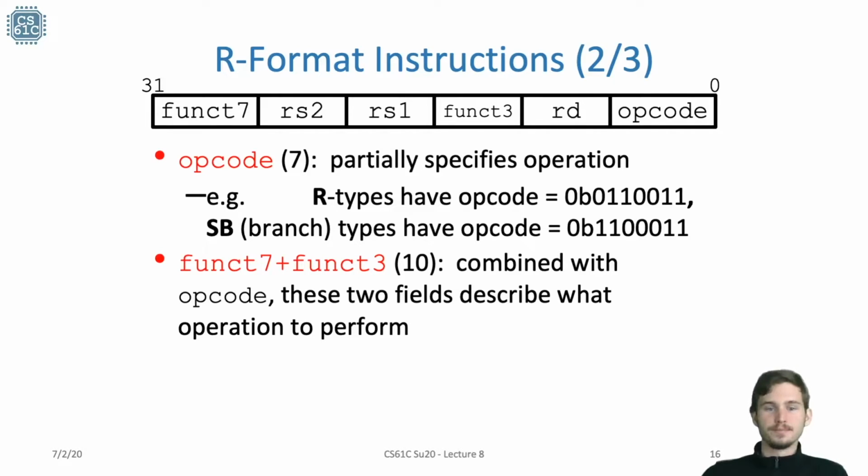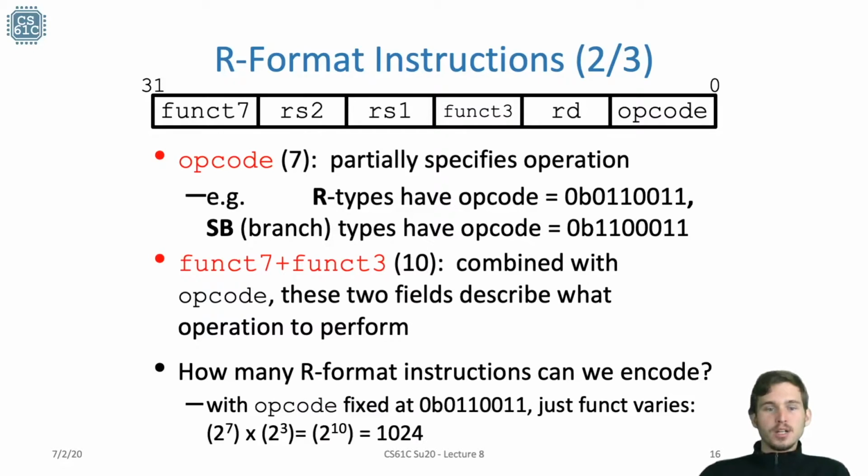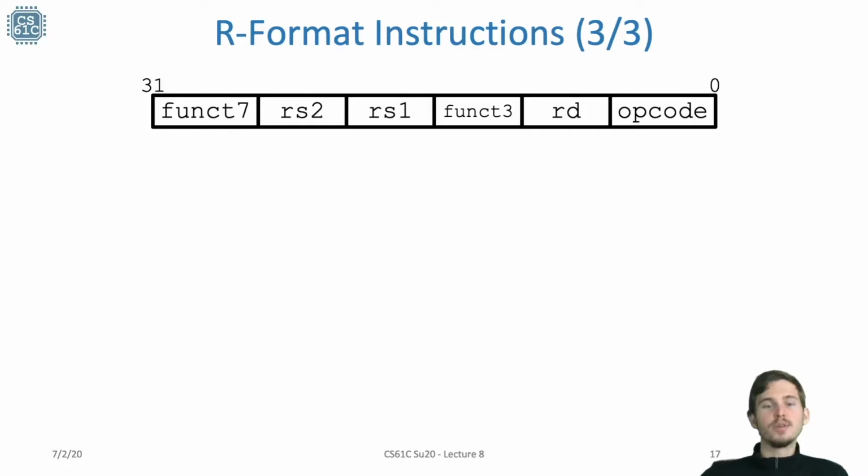That will allow you to do the operation that you want. So how many R-type or R-format instructions can we actually encode with just the single opcode that we've given you right there? Well, if we just fix this opcode, then that means we can vary the func3 and func7 fields, which means that we have 2 to the 10 possibilities, which means we have 1,024 possible R-type instructions with just this one opcode. So let's continue along with this.